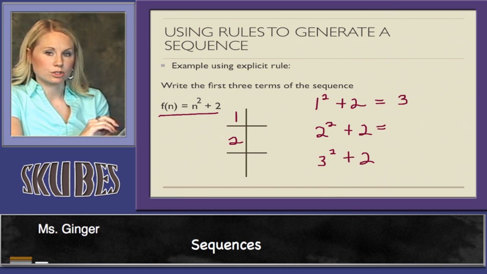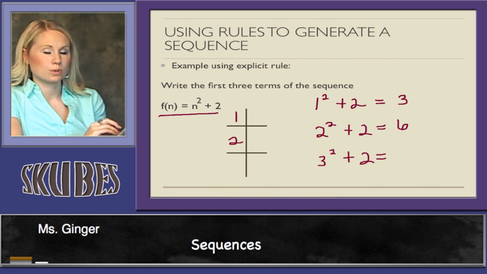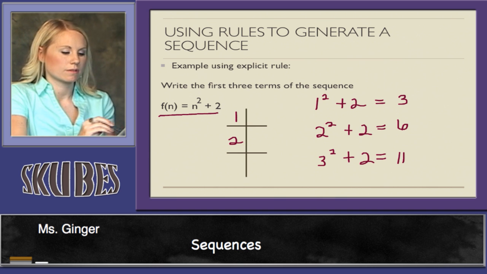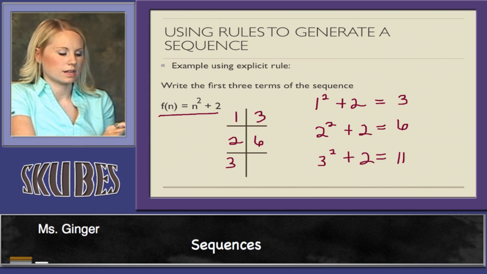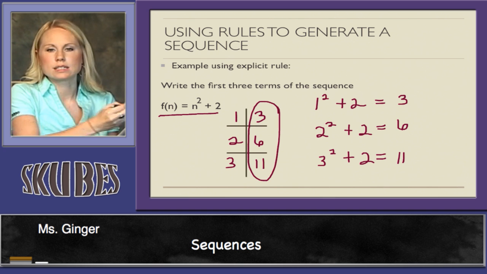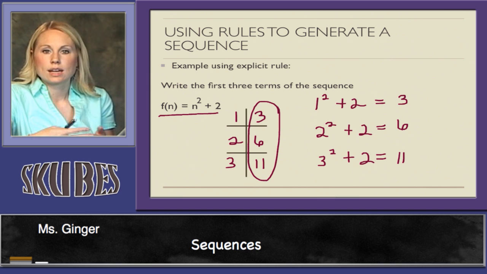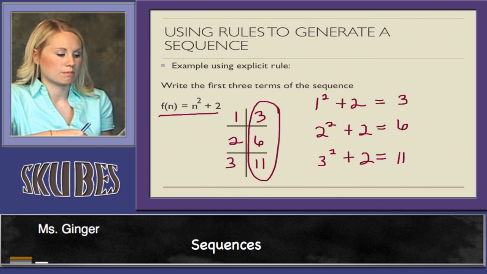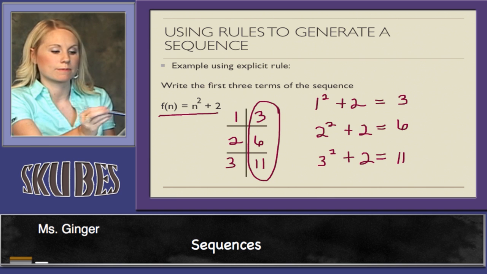2 squared plus 2, 4 plus 2 is going to give me 6. And then 3 squared plus 2, 9 plus 2 is going to give me 11. So I can fill this out here. So 1 gave me 3, an n value of 2 gave me 6, and an n value of 3 gave me 11. So my first 3 terms in a list for this sequence would be 3, 6, 11, and I could continue and find as many as I need to, or any higher term, maybe like the 50th term or the 100th term, just by using this rule and plugging that in for n.